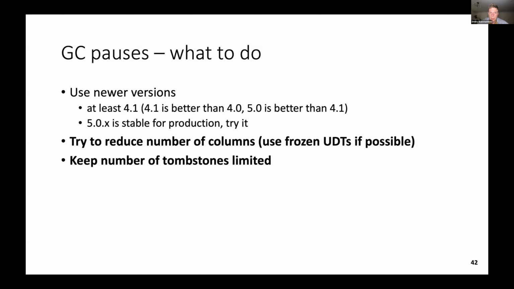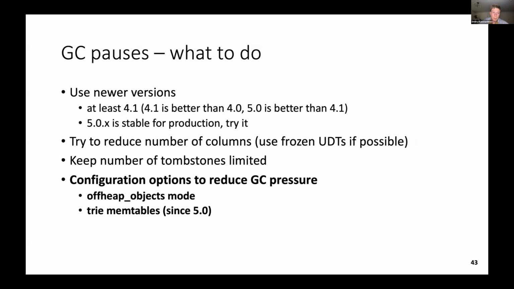And another thing which affects garbage collection quite a lot is if you have a lot of tombstones, because all of them are sitting in memory while we are doing a read, and as a result, we have huge allocation spikes when you read such kind of heavy partitions.